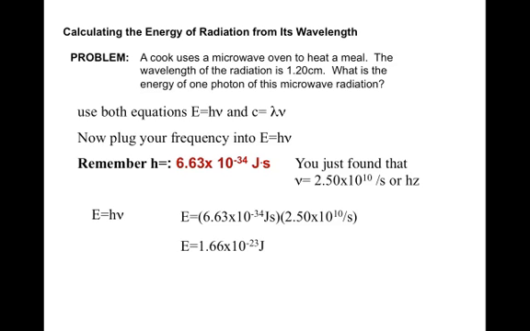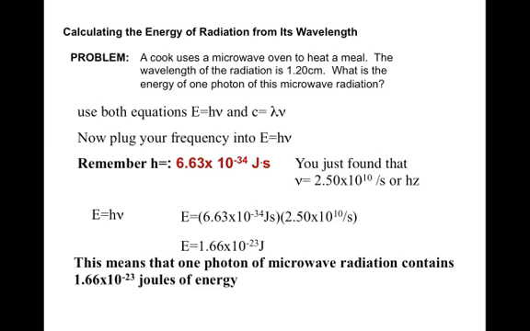All right, welcome back. Your sentence may vary from mine, but it should be something like, this means that one photon of microwave radiation contains 1.66 times 10 to the negative 23rd joules of energy. In math, we end with a number and that's it. But in chemistry, that number represents something bigger than itself. And so it's really important to look back, think about what that number means, and then if we write it out, we not only learn the math, but we learn the concept behind the math.